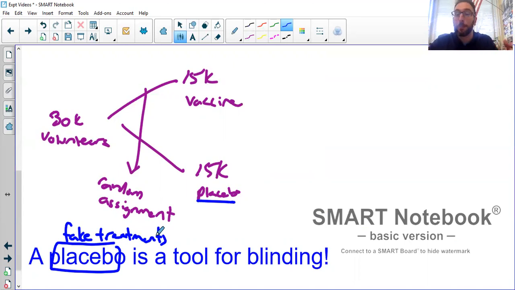Or if I were testing a pill, right? Some people are going to get the actual medication in pill form. Some people are going to get a sugar pill that looks exactly the same, right? So that placebo is just a fake treatment. It looks exactly the same as the actual treatment.